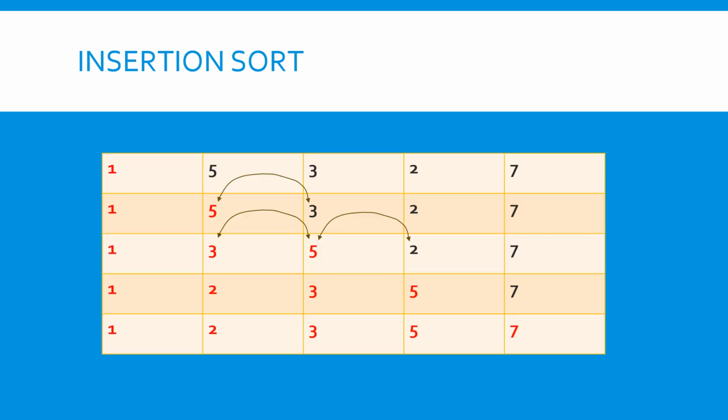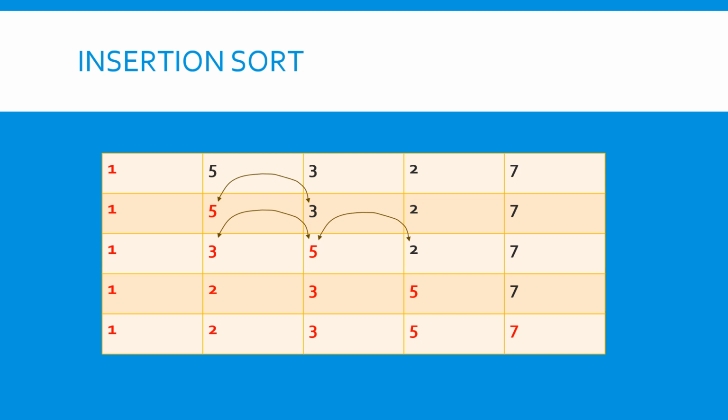Consider the toy example of sorting numbers 1, 5, 3, 2, and 7. At the first iteration, we know that the first element 1 is sorted because there is only one element. At the second iteration, we compare the second element 5 with the first element 1. Since 5 is larger than 1, we can claim that 1 and 5 are sorted. At the third iteration, we compare the third element 3 with the second element 5. Since 3 is smaller than 5, we need to insert 3 into the proper position.